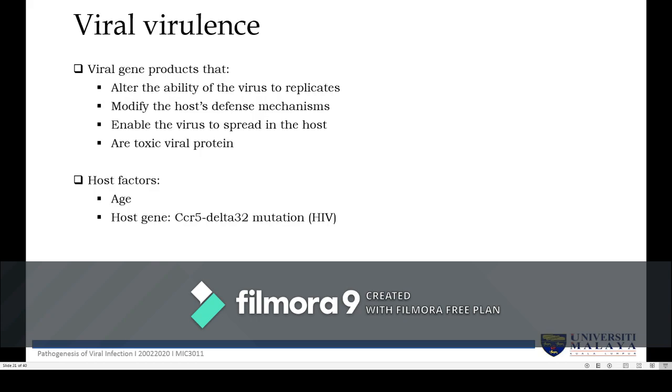So they found that those who do not have CCR5, when they say mutation, it means that it was a knockout. Humans who do not produce CCR5 are resistant to HIV infection. So those people with this mutation are less likely to get HIV infection, but those who do not have this mutation are more susceptible to infection. So our host, our genes themselves, do play a role in the effect of virus infections.